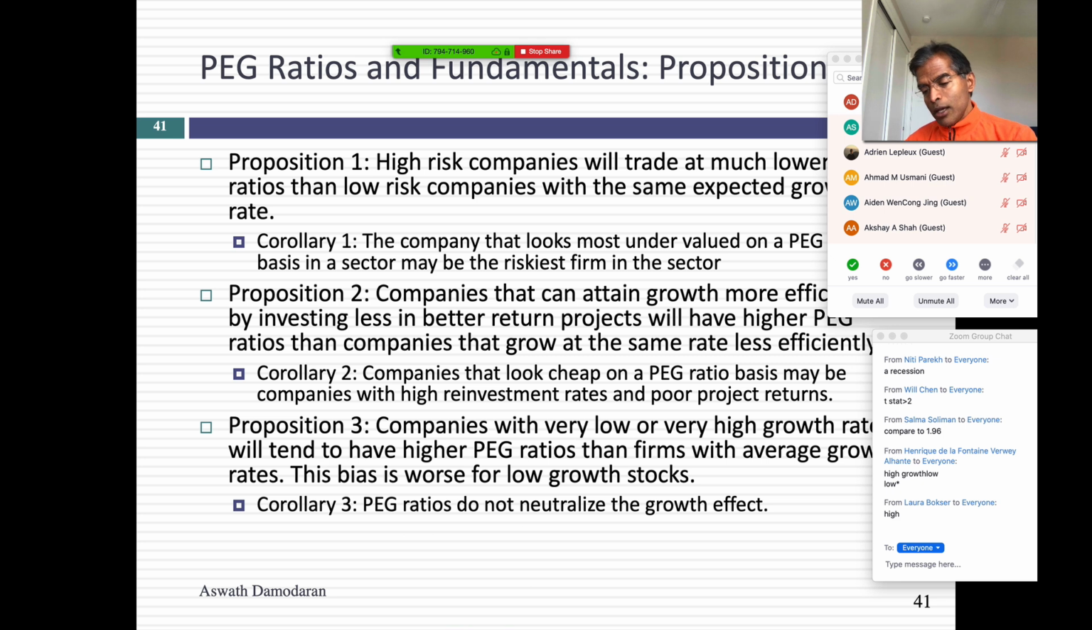So let's summarize. When you look at PEG ratios, high-risk companies will generally tend to have lower PEG ratios than low-risk companies. It doesn't make them cheap, it just means that they're higher risk. Companies that can attain growth more efficiently, have higher returns on equity, will have higher PEG ratios than companies with lower returns on equity. And companies with very low or very high growth rates, remember that you have that U-shaped curve, will tend to have higher PEG ratios than companies towards the middle, an average growth rate. So when you use PEG ratios, keep that in mind because people are sloppy about their use of PEG ratios. So I don't want to bulldoze through here.